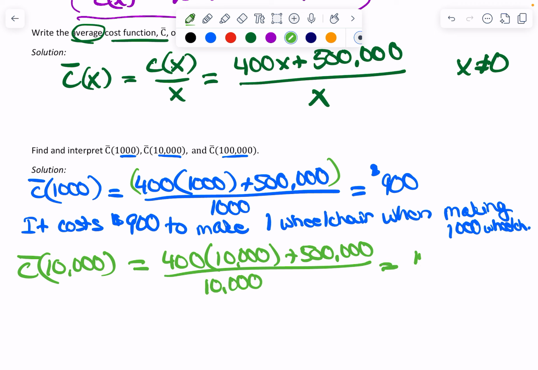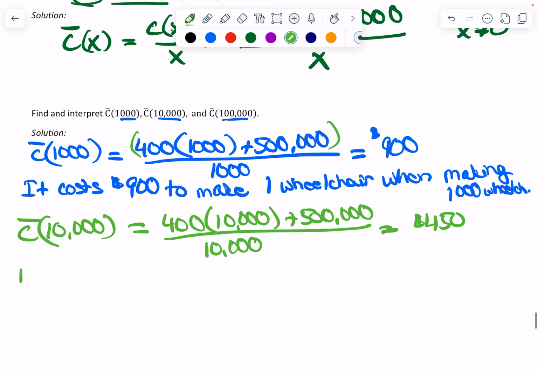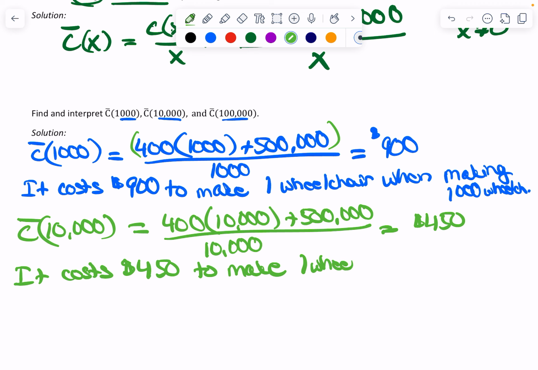This becomes 450. So it costs $450 to make one wheelchair when making 10,000 wheelchairs.